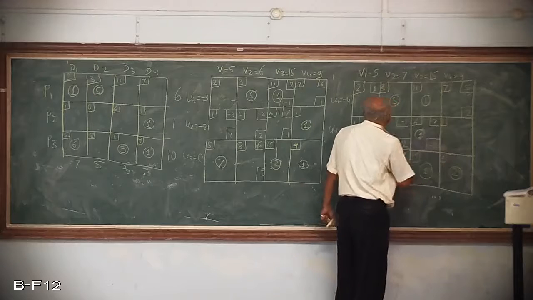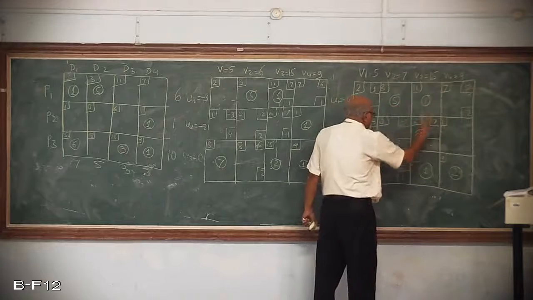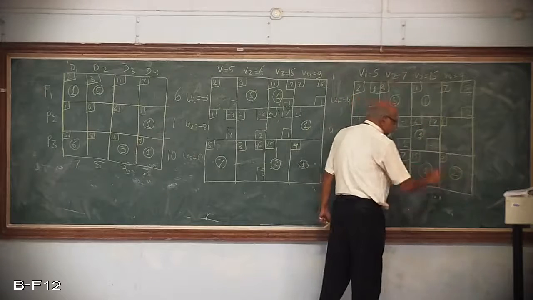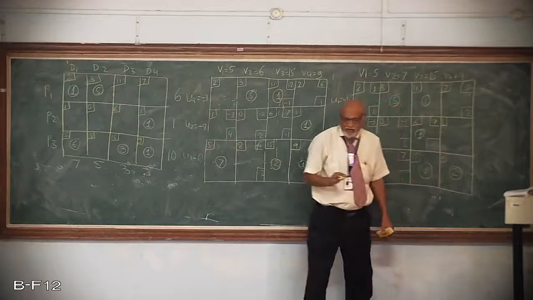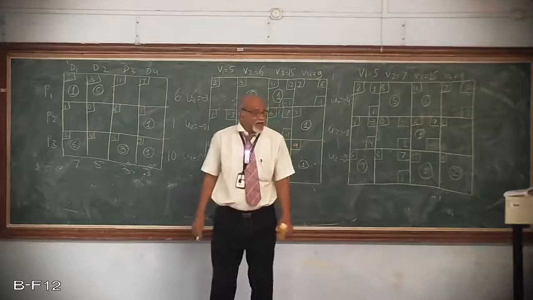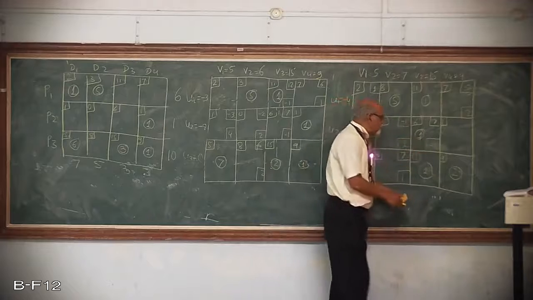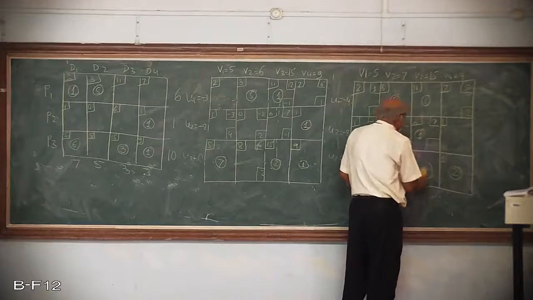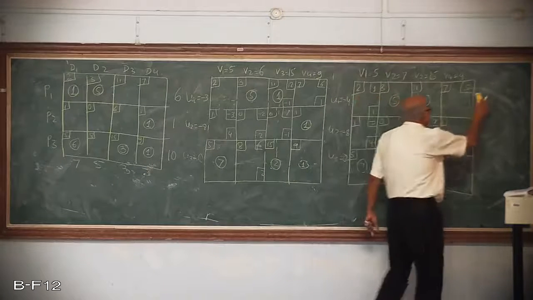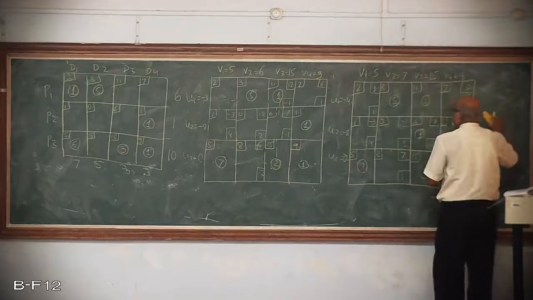Now, if you look at these things, 1, 2, 3, 4, 5, 6. There are 6 allocations. They are all in independent position. You cannot form any closed loop. You can just see, it is impossible to form the closed loop. So, what is going to be the cost for this? Now, let us find out the cost.